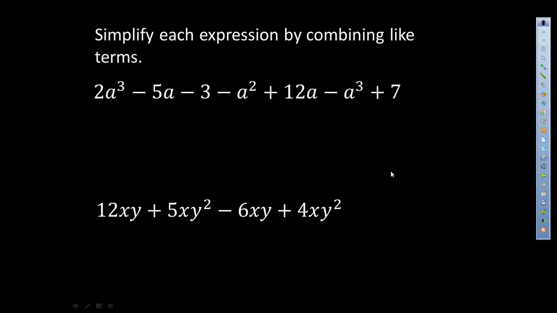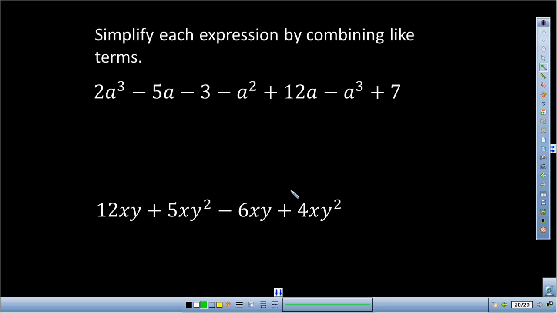Alright, let's practice simplifying expressions by combining like terms. In our first expression, we have 2a to the third power, subtract 5a, subtract 3, subtract a squared, add 12a, subtract a to the third power, add 7. So now we're going to go ahead and look for like terms. Remember, like terms have the same variable factors. So as I look at this first term, my variable factor is a to the third power. Right here I have another variable factor of a to the third power. So to help us visualize, let's rewrite this expression as a sum, and then we'll do our combining.